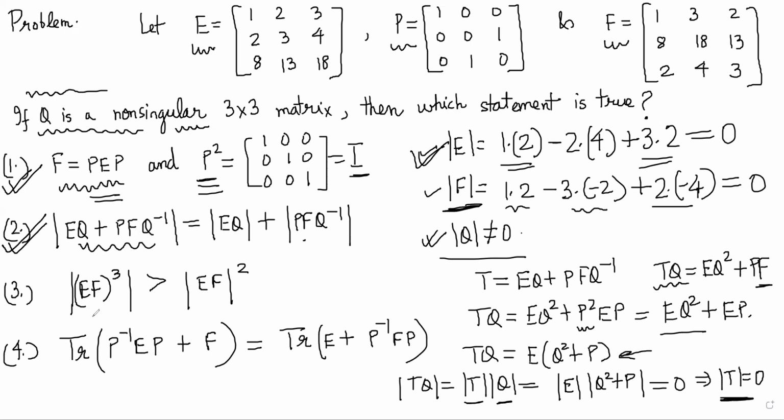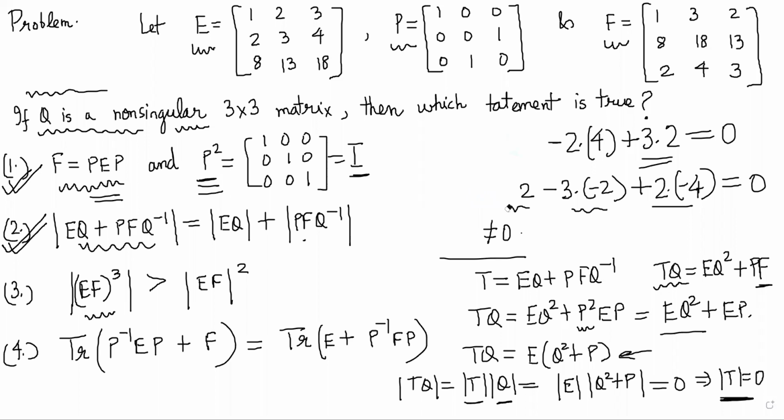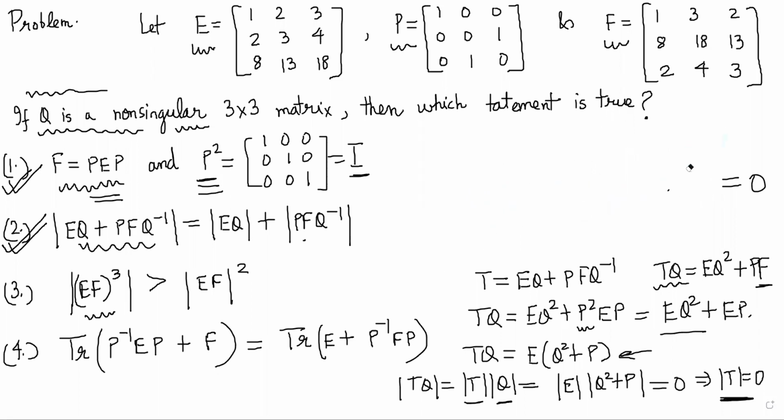Again, option 3, again, we already know that det of E is 0. So det of EF cube will be, what is EF cube if you think about it? EF cube is EF into EF into EF, right? So basically, when you take the det of that, it will have det of E as a product. And since det of E is 0, we get this is 0, right? And similarly, det of EF is 0. So option 3 is saying 0 greater than 0, which is not true. So this option is wrong, right?